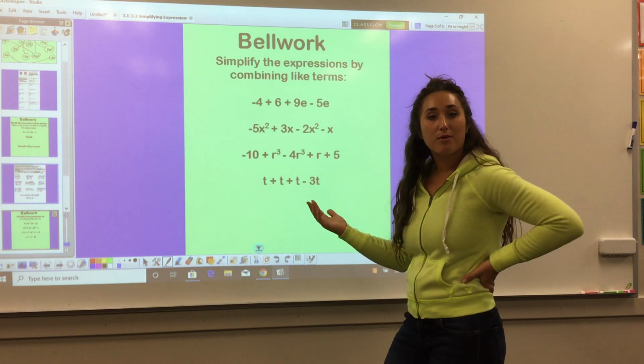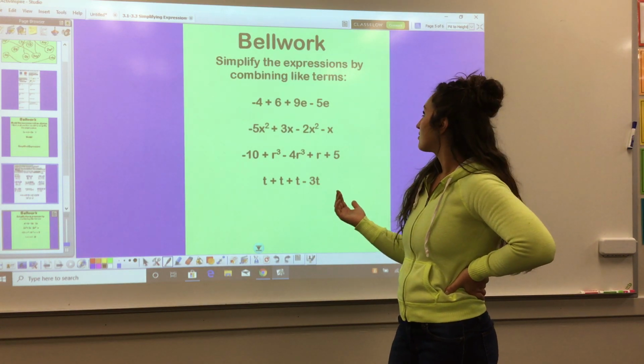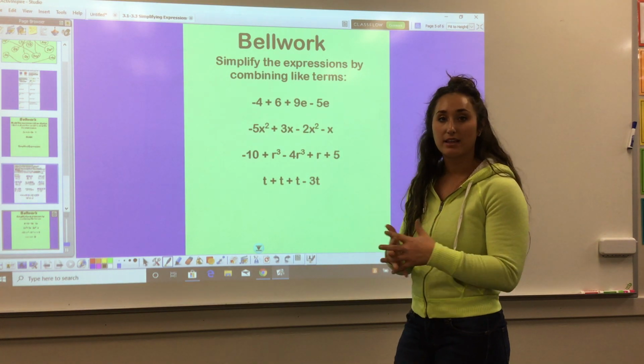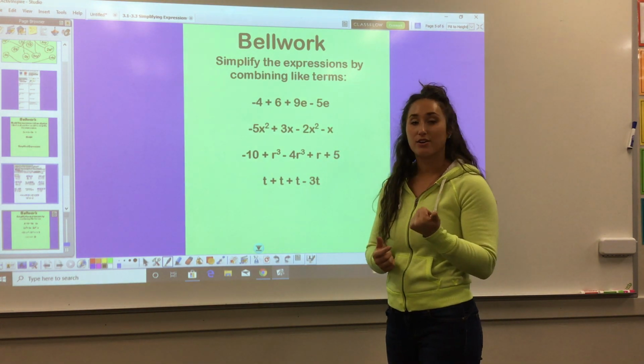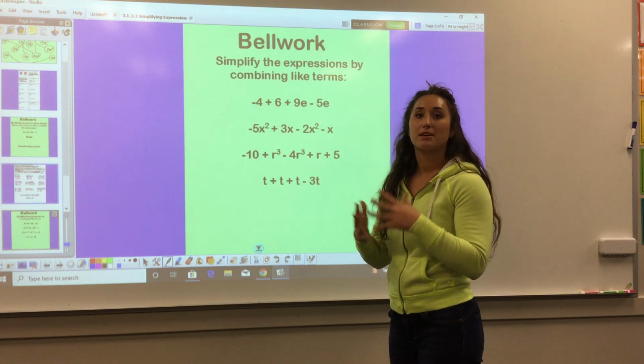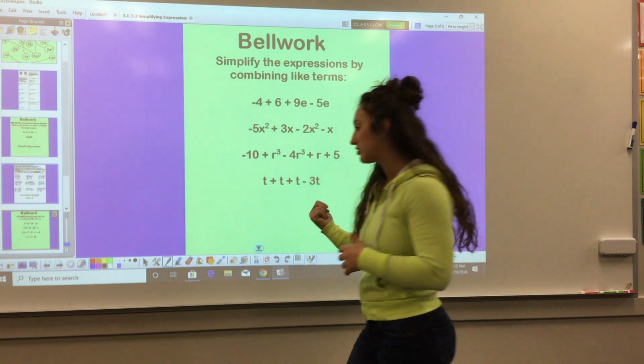Bell work is a review of what we were doing yesterday. So I asked you to simplify these expressions by combining the like terms. So hopefully you got your color utensils out, circled the like terms, and combined them in order to do these.